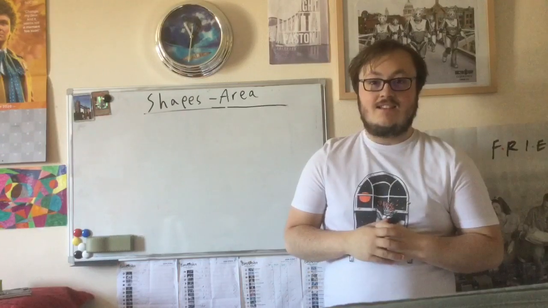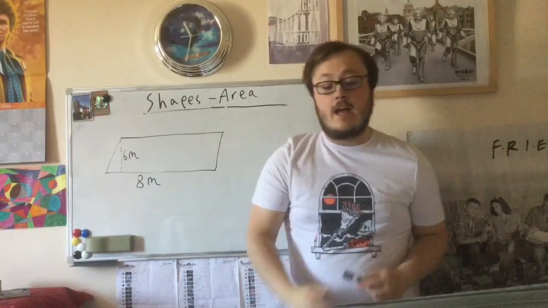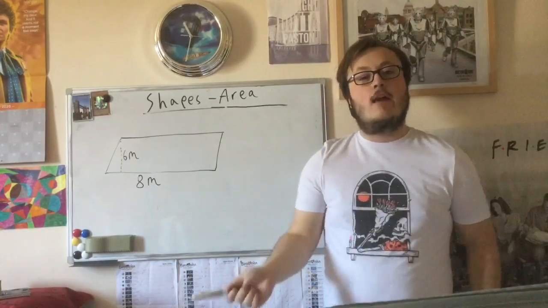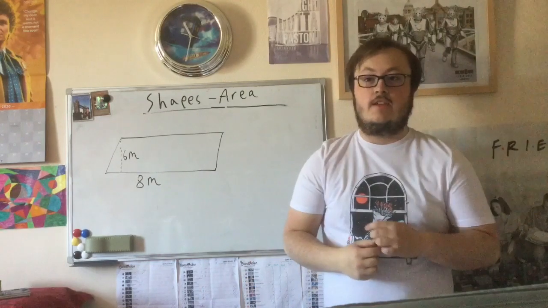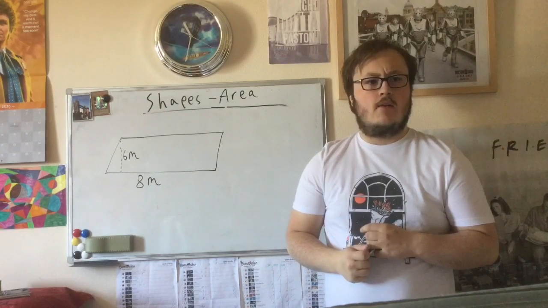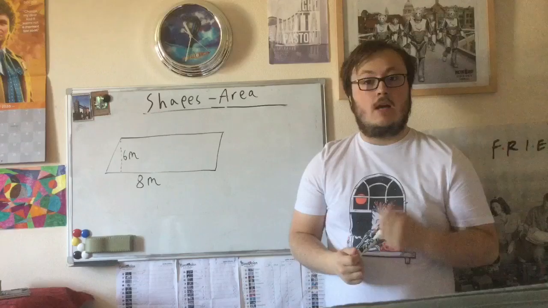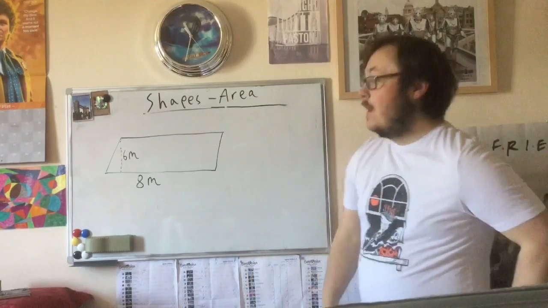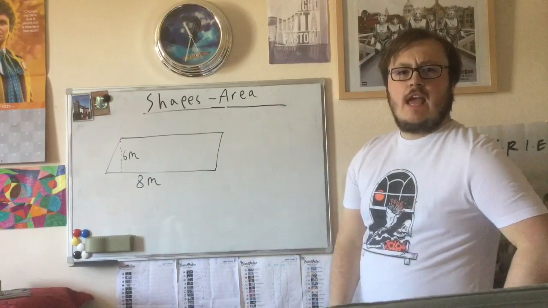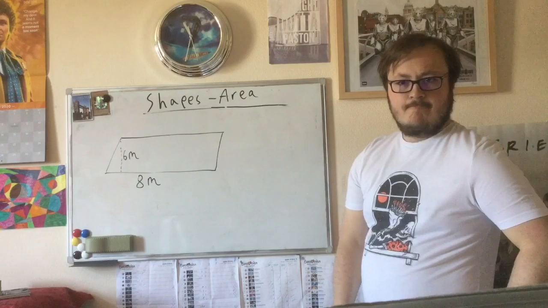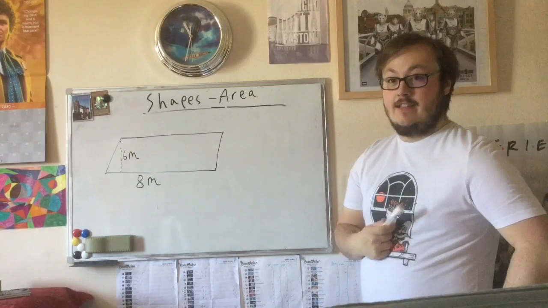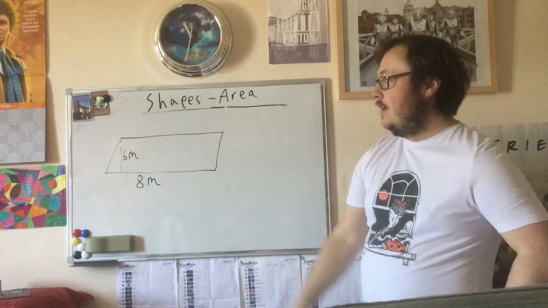So let's get started. So I have here a shape called a parallelogram. Try saying that 5 times fast. Parallelogram, parallelogram, parallelogram, parallelogram. Oh, blimey, I couldn't even do it. Now, I want to find out what the area of this parallelogram is. I'm going to be saying that a lot today, so let's see how many times I get it wrong.